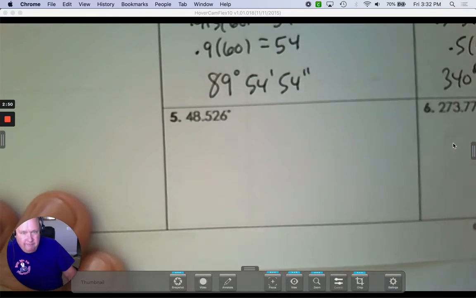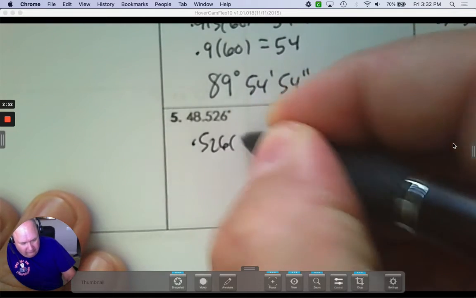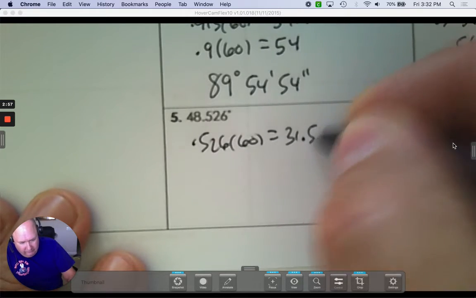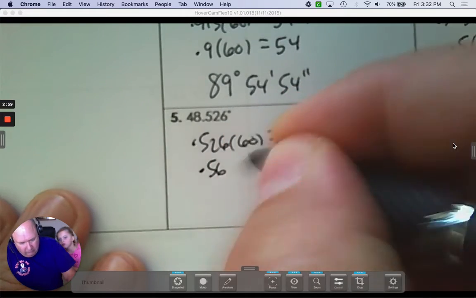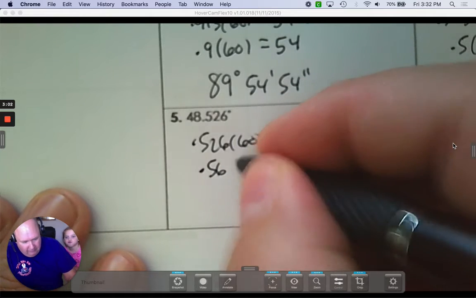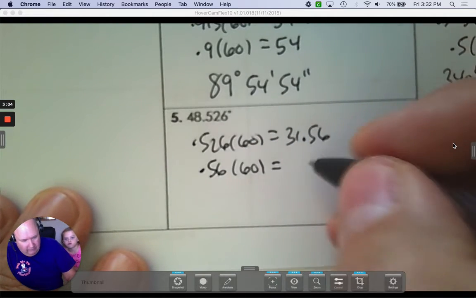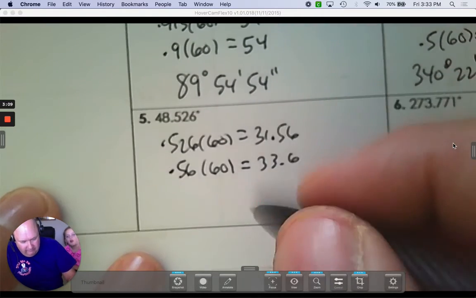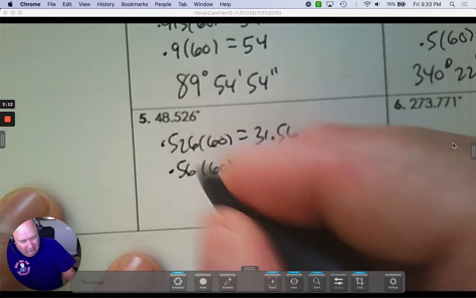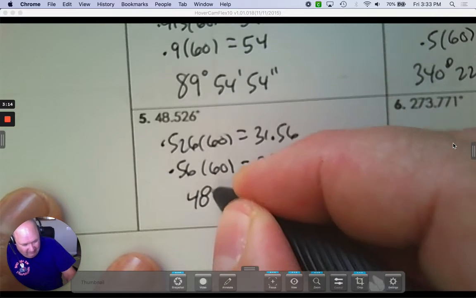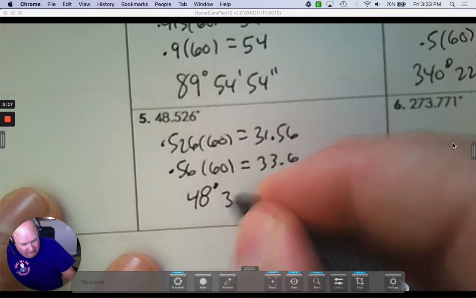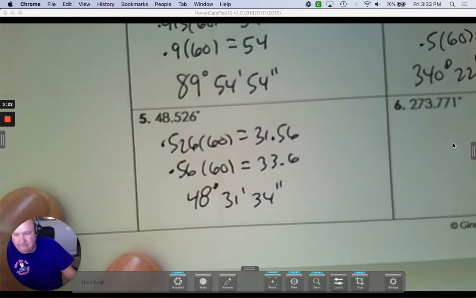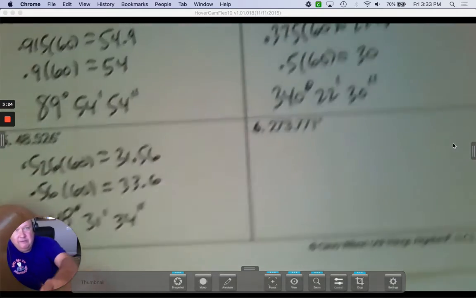Number 5, change 0.526, again times 60. That gives you 31.56. Take the decimal, 0.56, and multiply it times 60 again, and you have 33.6. And then those are the numbers we're going to use. So we have 48 degrees, 31 minutes, and 34 seconds if you round. There it is.